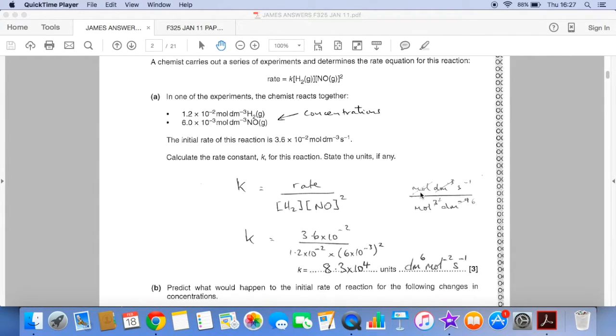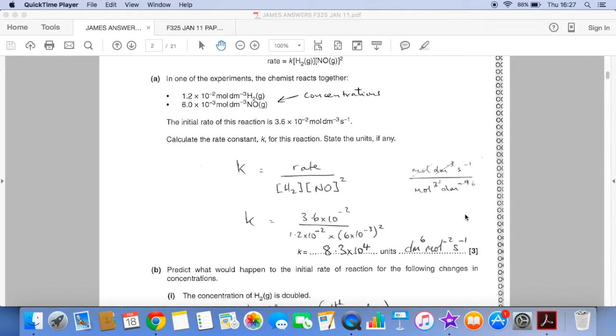We've got effectively moles per decimetre cubed per second on the top, and we've got moles per decimetre cubed on the bottom. So you can see before I've cancelled, that's effectively moles cubed, dm to the minus 9, and then we cancel the moles, so that becomes moles to the power 2. The dm to the minus 3 goes off the top, and that becomes to the minus 6, and the seconds to the minus 1 stays. And so when we take everything up to the top, positive power first, dm^6 mol^-2 s^-1.